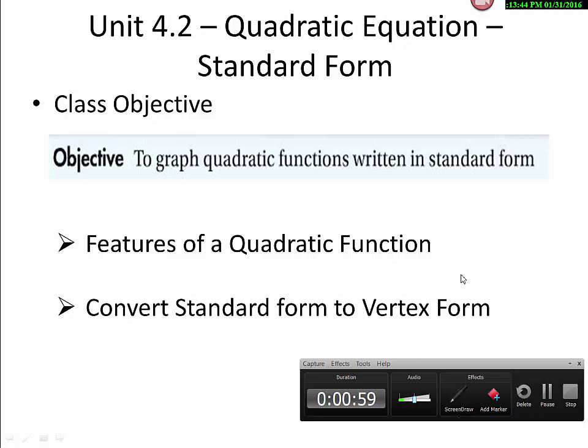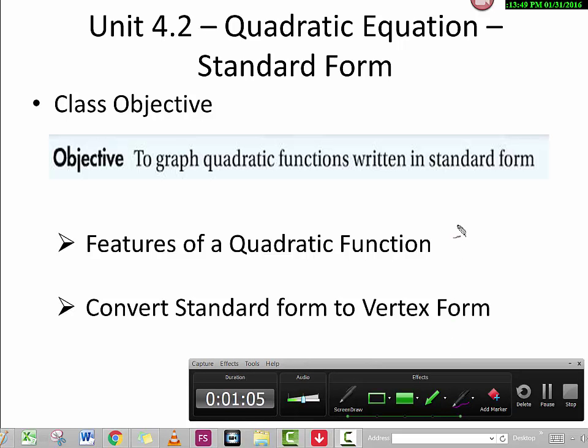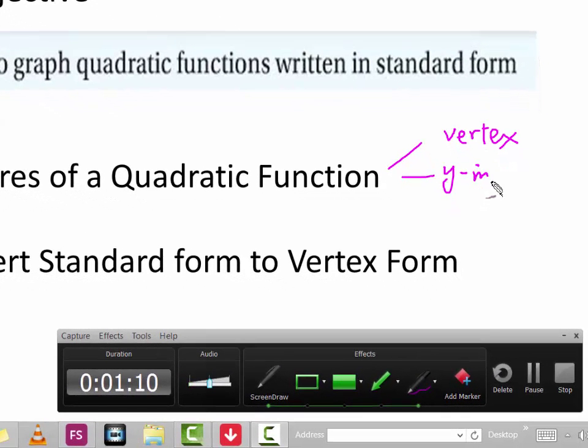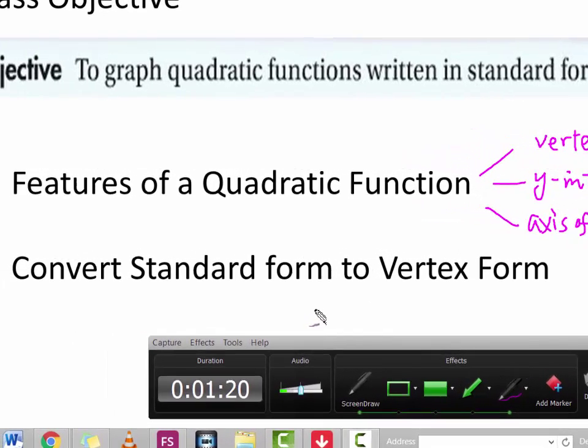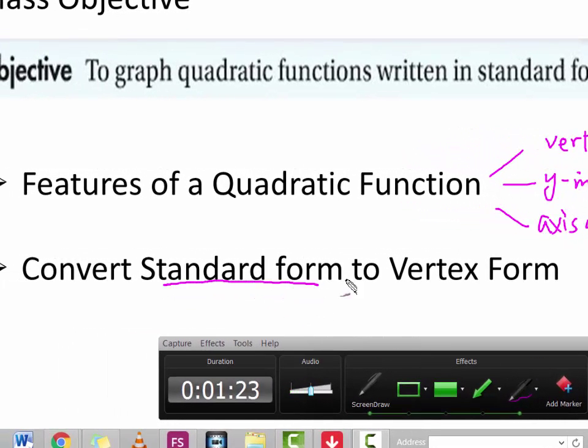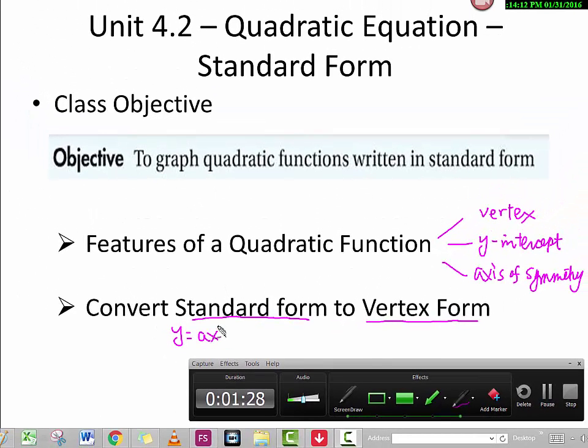Two important things you have to learn in this unit is to learn the features of quadratic function, which are, of course, the vertex, the y-intercept, and the axis of symmetry. We also have to learn how to convert a standard form to a vertex form, which is we change y equal to ax squared plus bx plus c to a(x minus h) squared plus k.